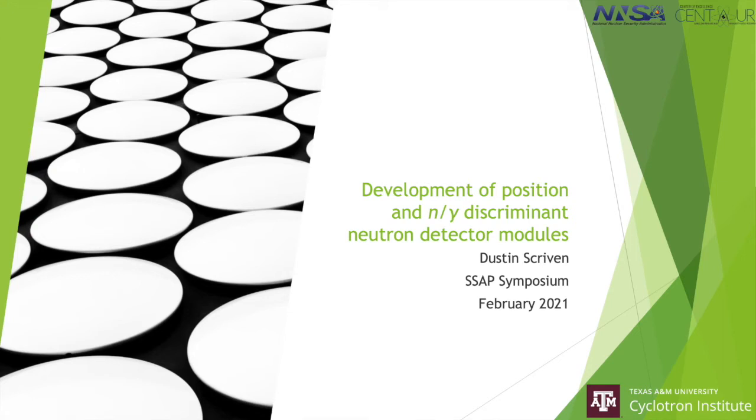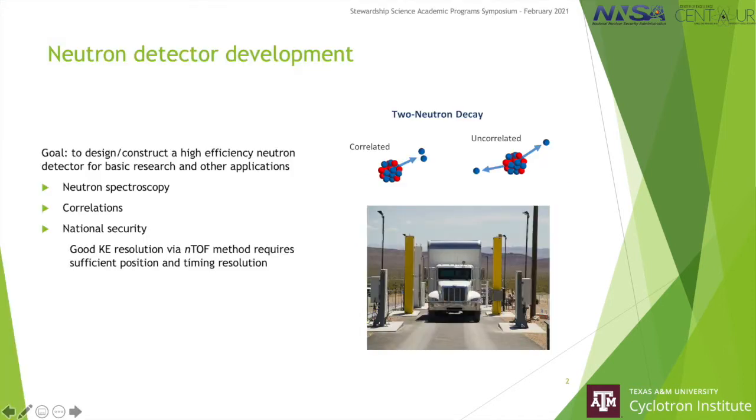Today I'd like to talk about the development of position-sensitive and neutron-gamma discriminating neutron detector modules that we've been developing at Texas A&M. Our project is motivated by the need for more modern high-resolution neutron detection systems with both good spatial and temporal resolution. Such devices have a plethora of applications such as fundamental research, neutron spectroscopy, neutron correlations, as well as national security applications like portal monitoring.